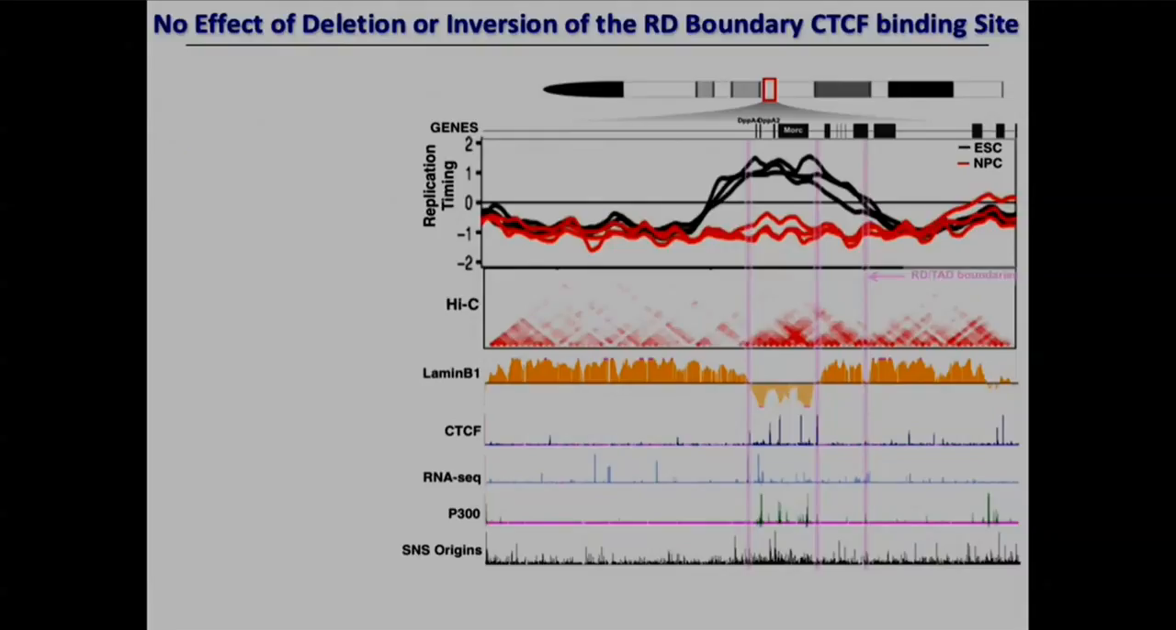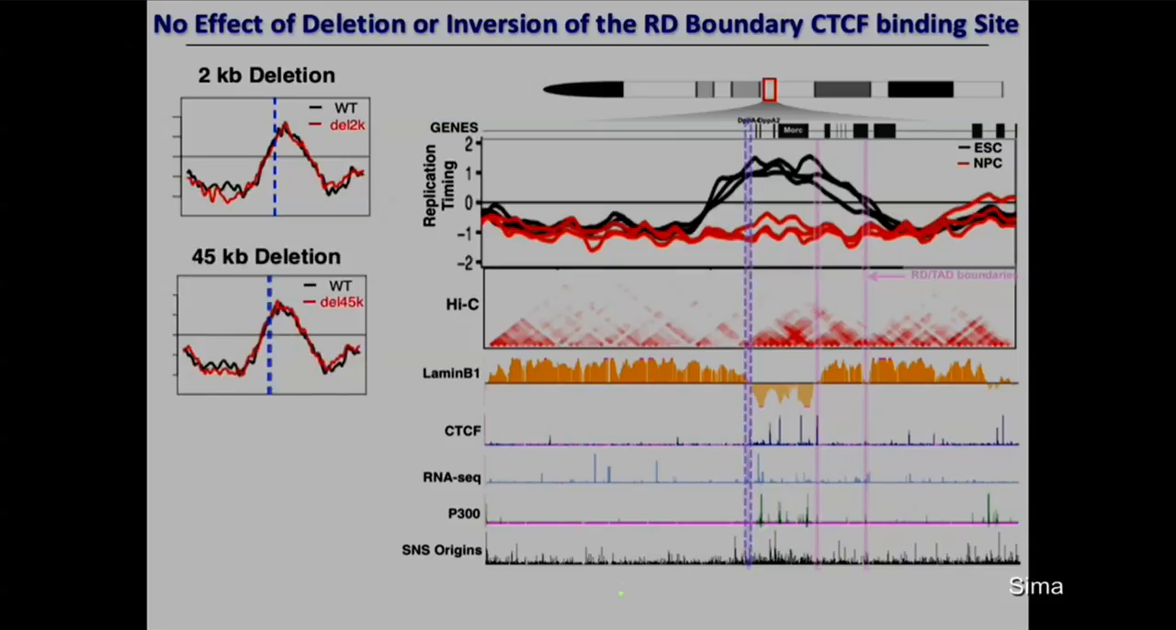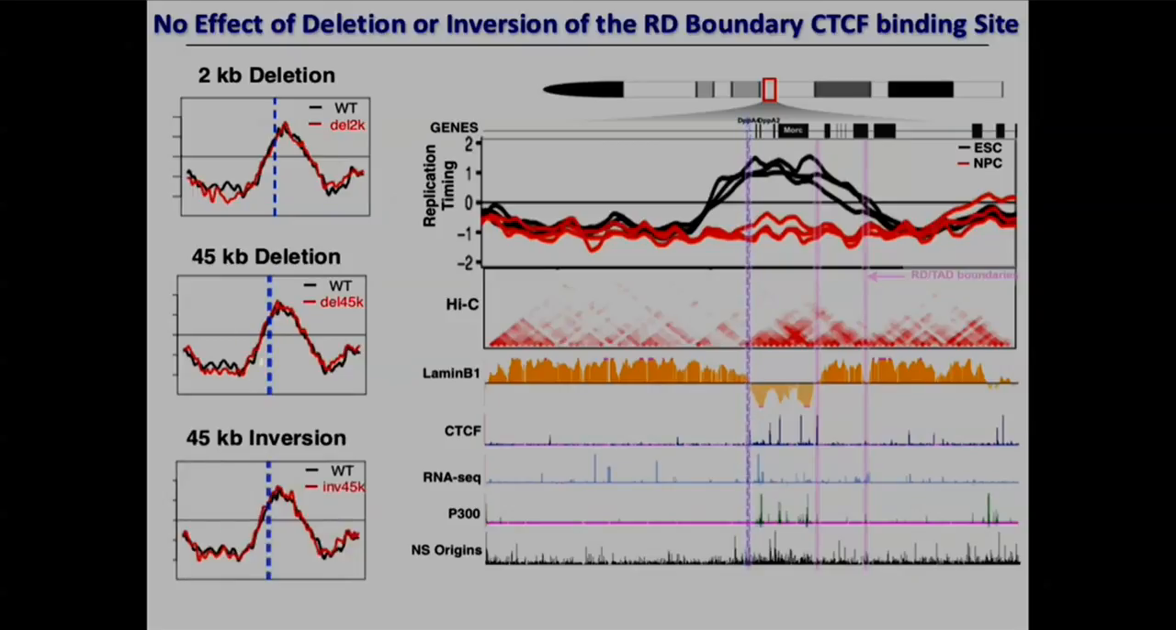The first deletion we generated deletes this single CTCF binding site at the border. The black is the wild type, red is the deletion, and you can see there's no effect on replication timing upon deletion of this binding site. Next, we broadened the deletion to 45 kb to include this highly transcribed non-coding gene. As you can see, neither deletion nor inversion of this 45 kb has any effect on replication timing.